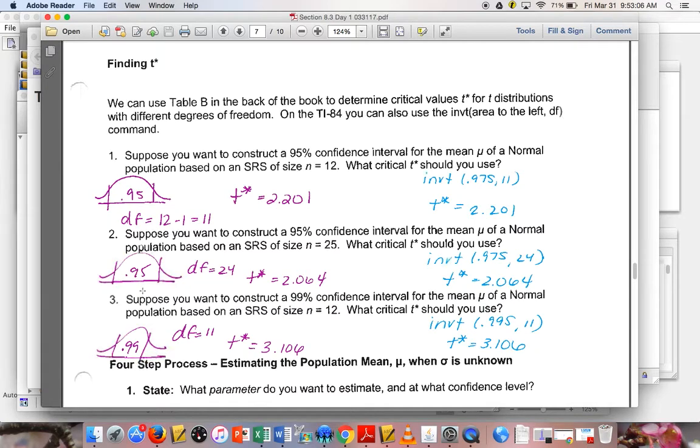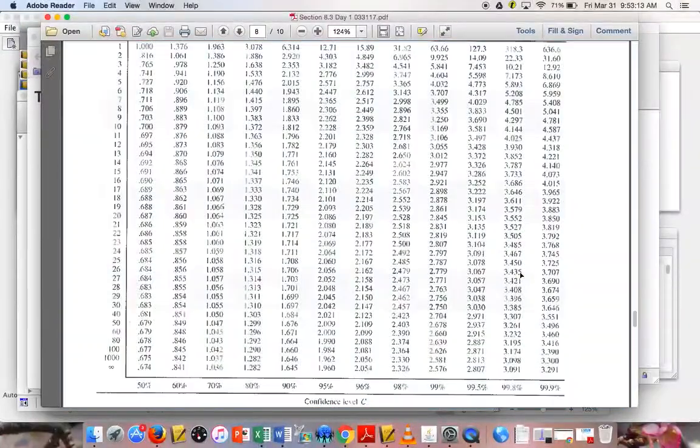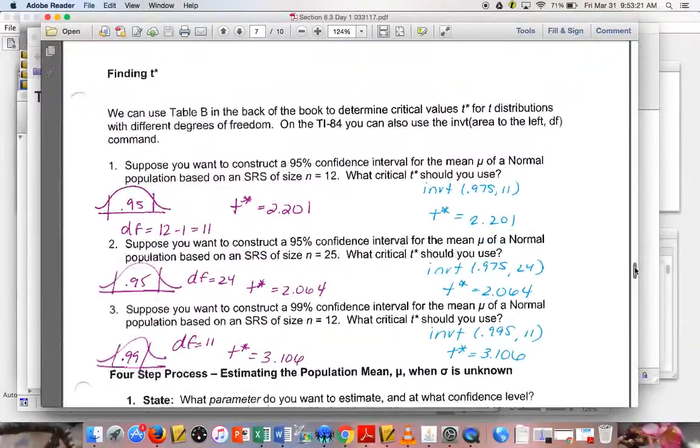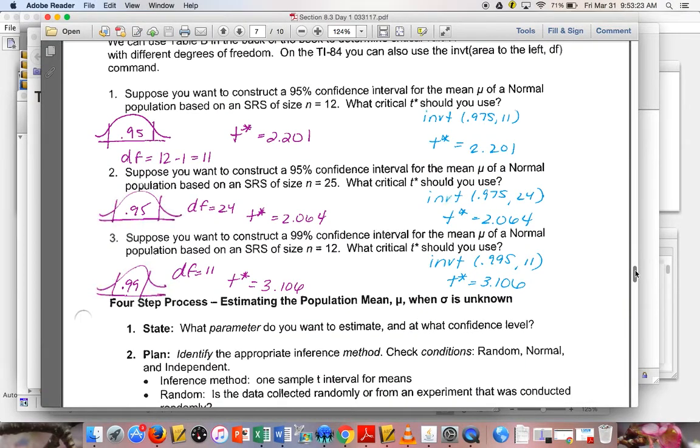Likewise here, 95% in the middle, it's sample size of 25, degrees of freedom of 24. I'm going to go here in this table, 24, 95. I'm going to see where those overlap. There's that 2.064. And then I can do the same thing for the 99.